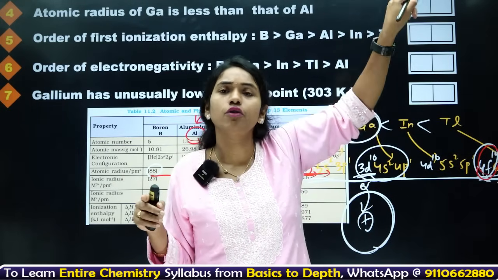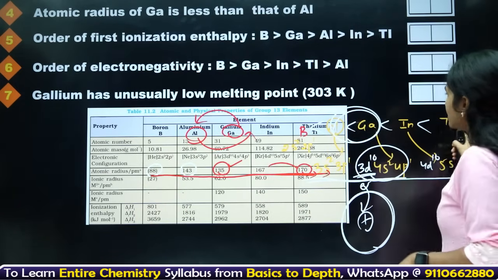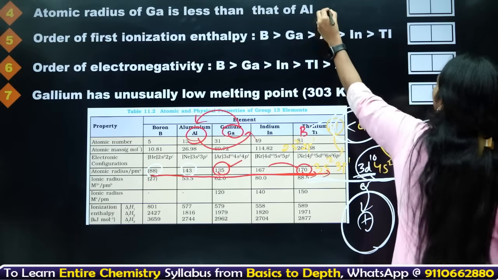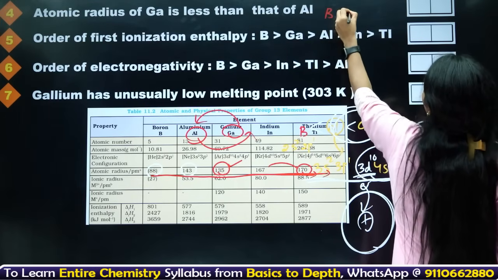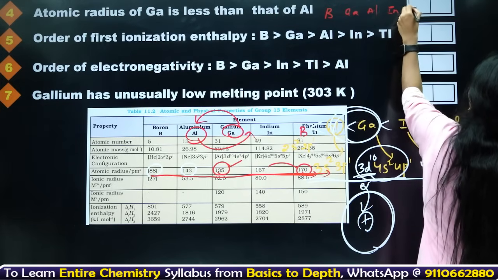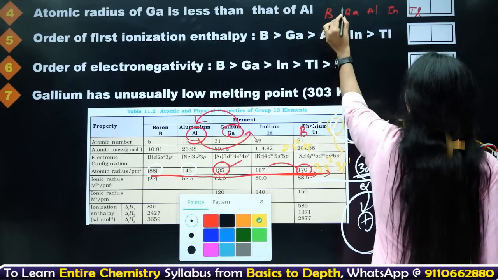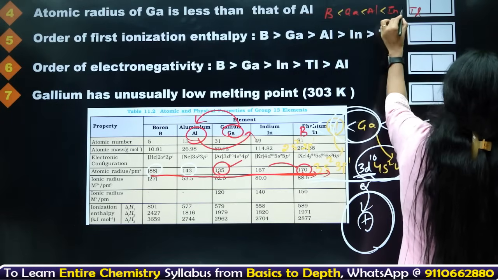In comparison, if you observe 170, it's an increasing order only, so there is no exception. So what is the correct order? Boron, and then next is gallium, next aluminum, indium, thallium. Then what is the order? Tell me. Boron is next, gallium, aluminum, thallium.